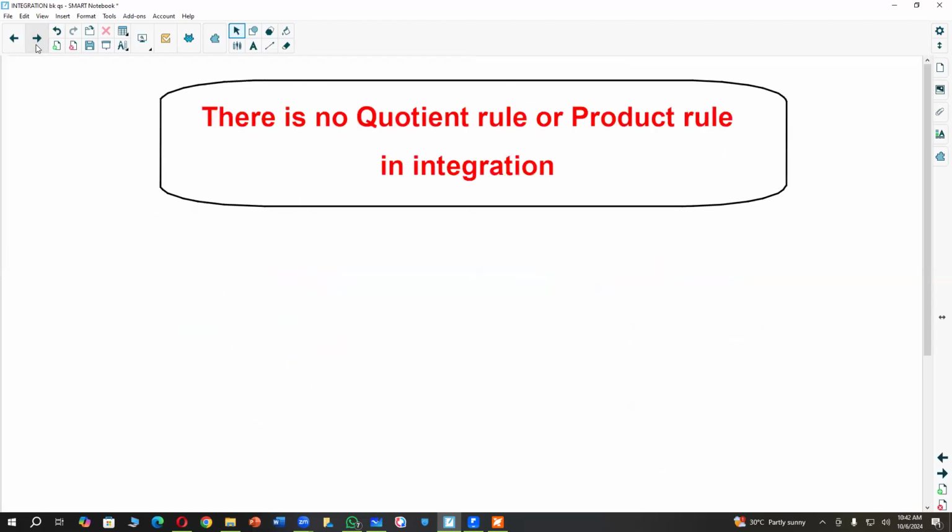Okay, now we put our next concept. There is no quotient rule or product rule in integration. So in integration, we have no product rule, we have no quotient rule, we have to eventually simplify. So now you have to take a picture of this.